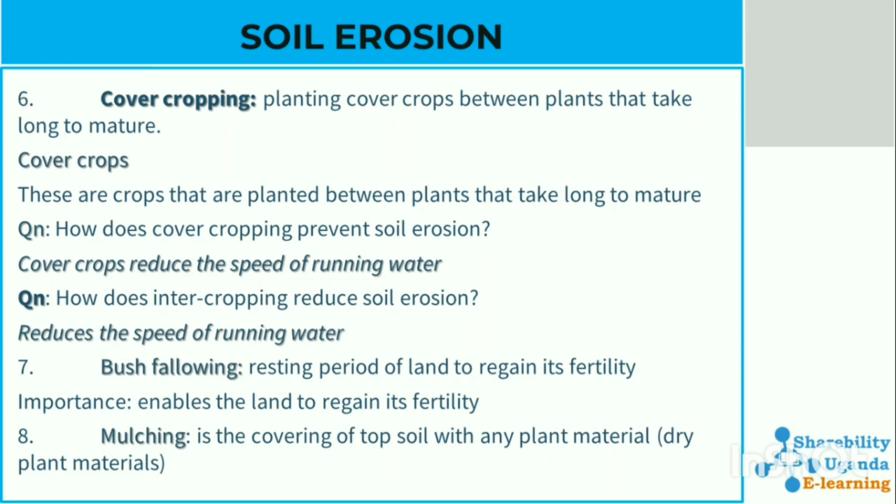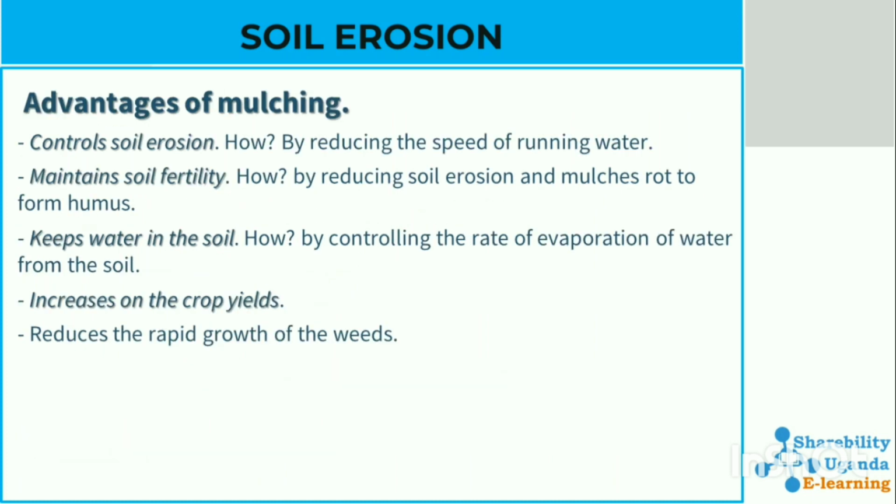There is another way we can prevent soil erosion, which is bush fallowing. Bush fallowing is the period left or given to land to regain its fertility. It enables the land to gain its fertility or to maintain its nutrients. Mulching is the covering of the topsoil with any plant material or dead decomposing materials.